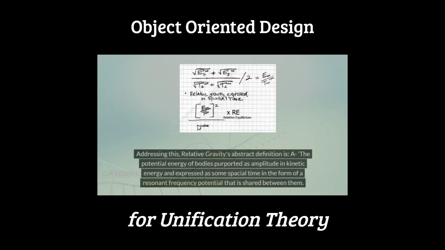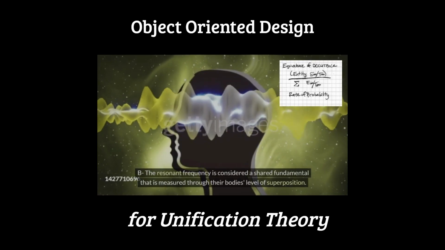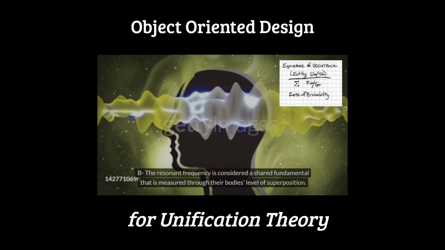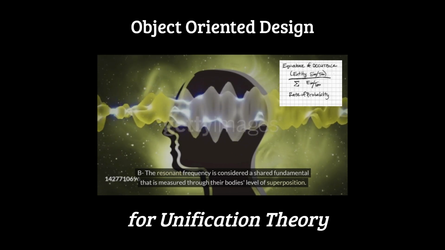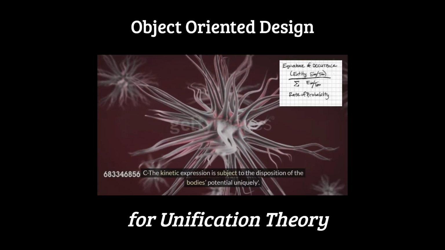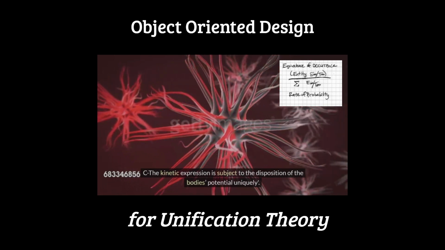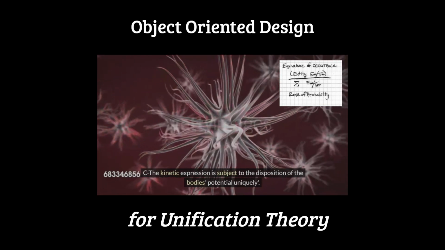Addressing this, relative gravity's abstract definition is: A. the potential energy of bodies purported as amplitude in kinetic energy, and expressed as some spatial time in the form of a resonant frequency potential that is shared between them. B. the resonant frequency is considered a shared fundamental that is measured through their body's level of superposition. C. the kinetic expression is subject to the disposition of the body's potential uniquely.